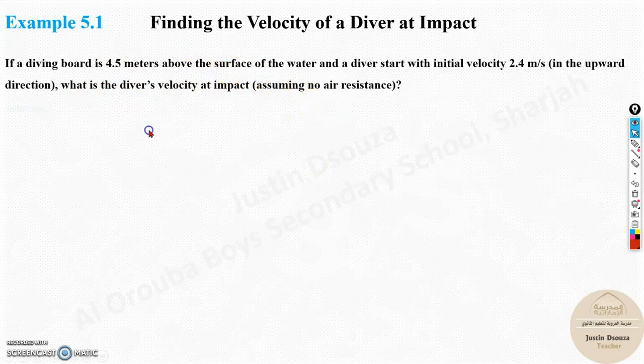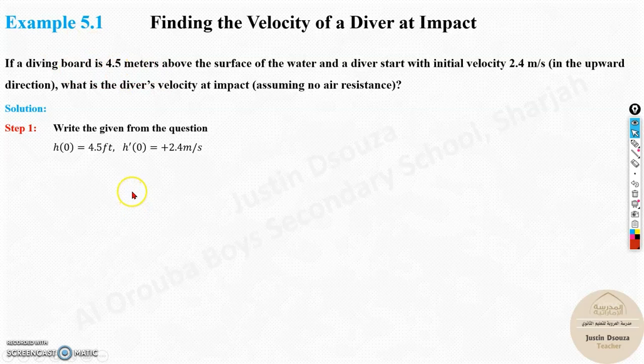velocity at impact. First thing, let's write the givens here. H of 0 means the initial condition. Height is 4.5 meters. I apologize for this mistake; it should be meters, not feet.